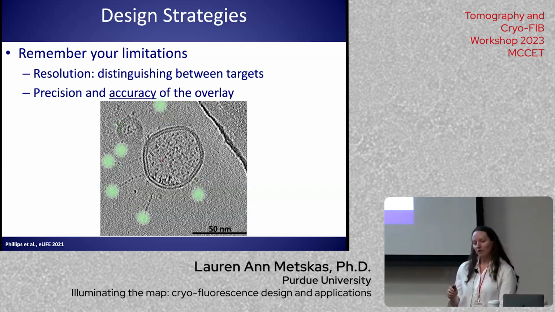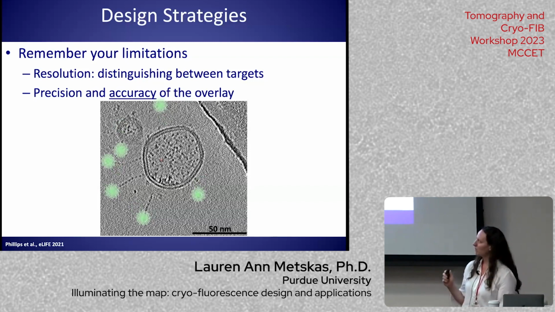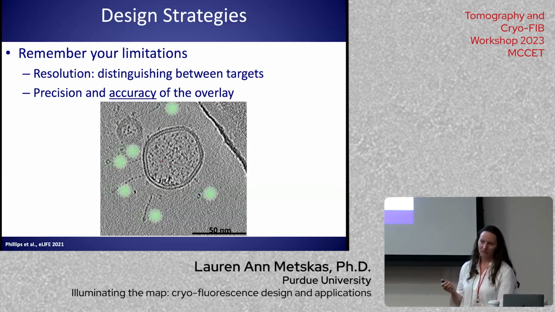Then there's also accuracy. This comes mainly from chromatic aberrations, meaning different light colors are going to have slightly different placements on the grid. So it's called chromatic aberration, and we can correct for this. We do this with the tetraspec beads because we know that different colors are coming from the same spot, so we can shift things. But this would give you a shift like that, and so this is going to be normal even with corrections.